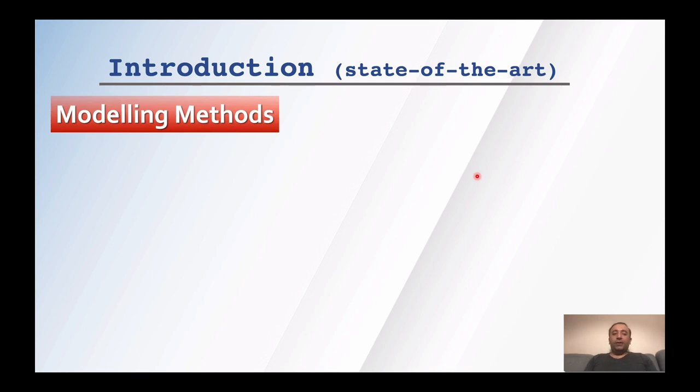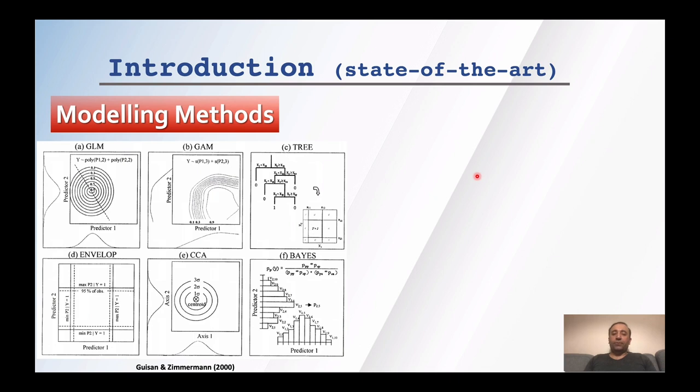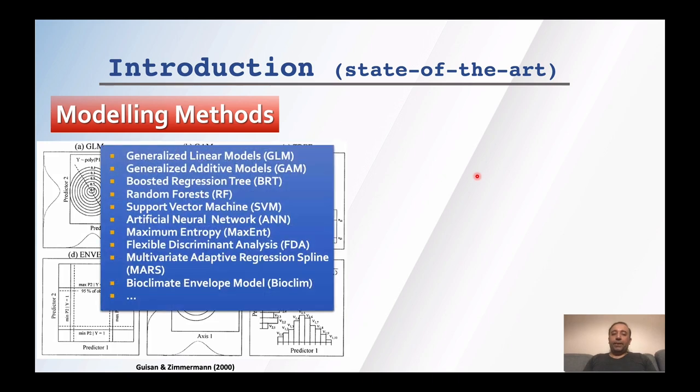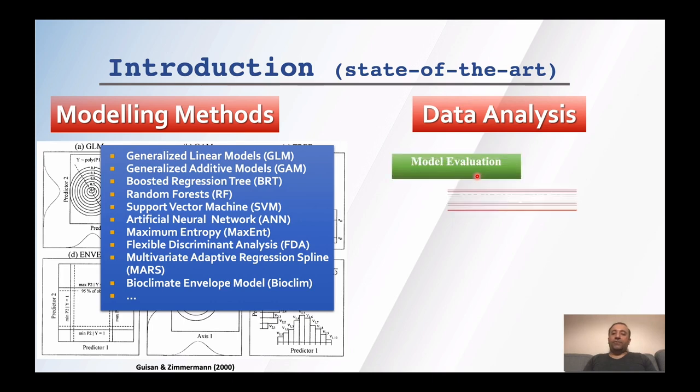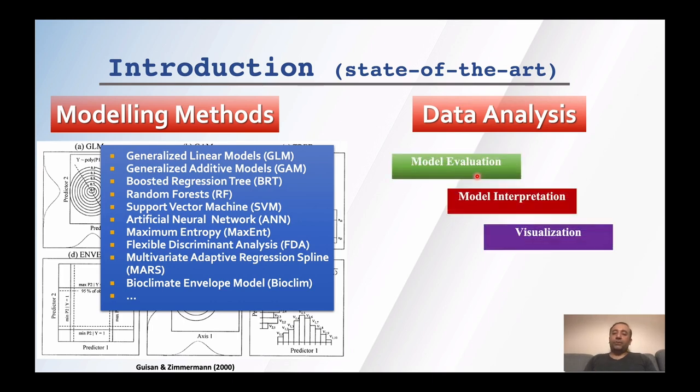We also have different modeling techniques. Modeling algorithms that work based on different approaches, as I mentioned in the previous slide. They resulted in different algorithms that are growing every year. We also require some data analysis methods, for example, for model evaluation or interpretation of the models or visualization. All of these components in the procedure of species distribution modeling actually use different tools.